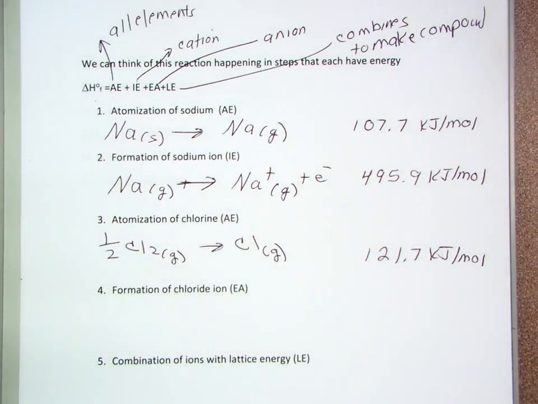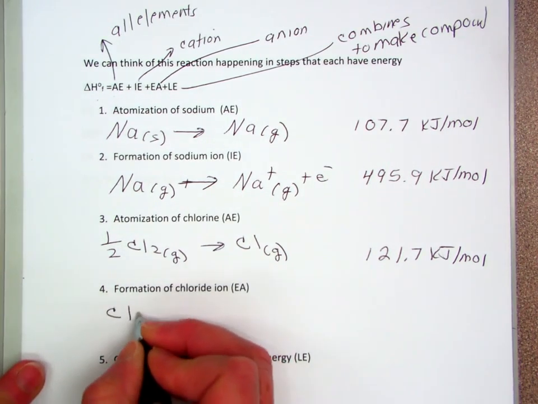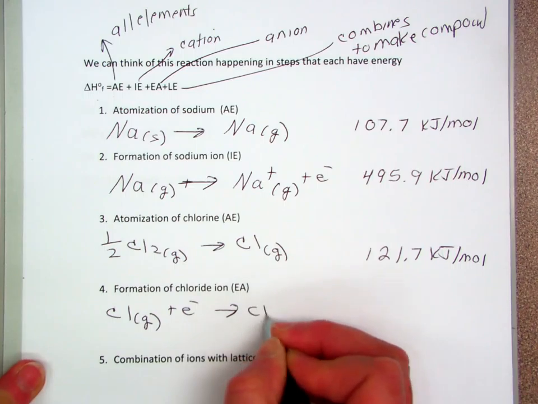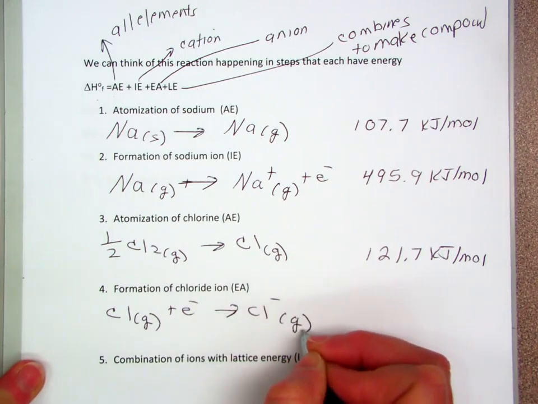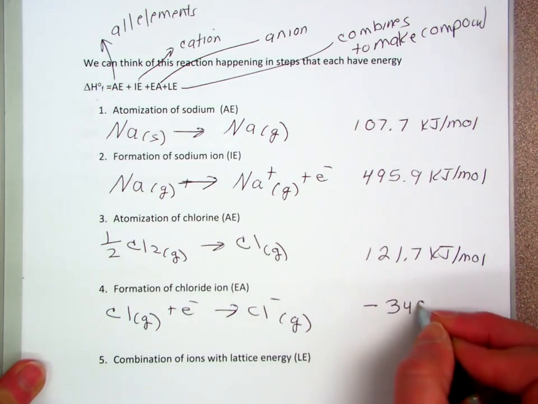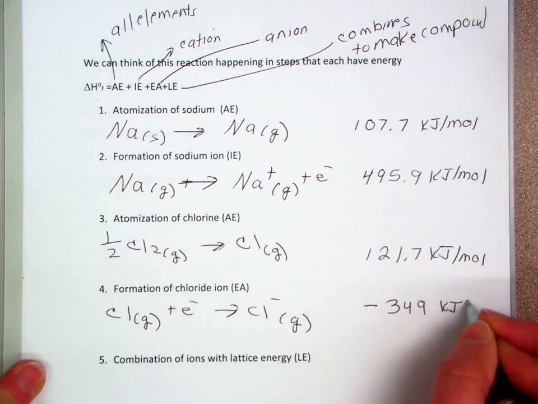Then we have the formation of the chloride ion, and that is where the chlorine atom grabs the electron that sodium gave away to become chloride. And this is the first negative energy. When the chlorine atom gets an electron, we release energy, negative 349 kilojoules per mole.